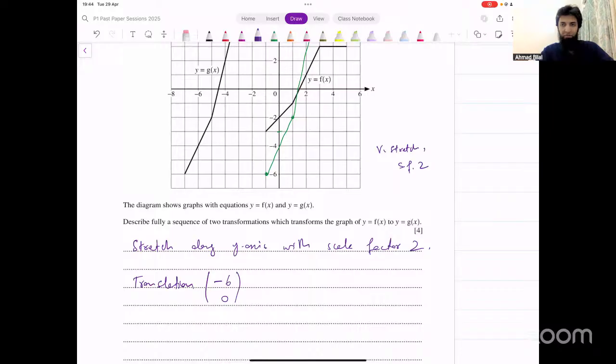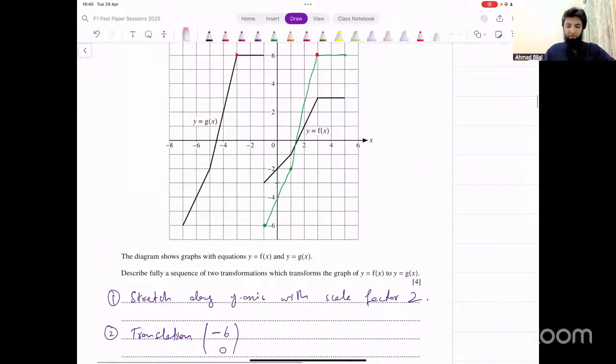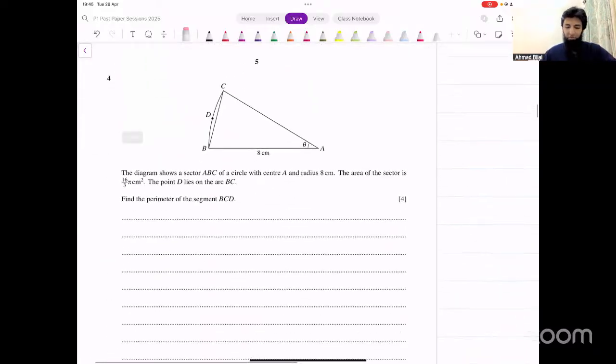These are the two transformations that are happening. Stretch has to be first, translation has to be second. That's the sequence in which you write it down. All right, and that's your final result. Let's move on. That was question number 3.